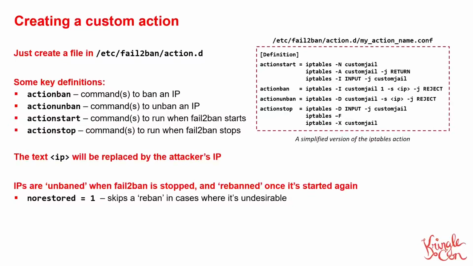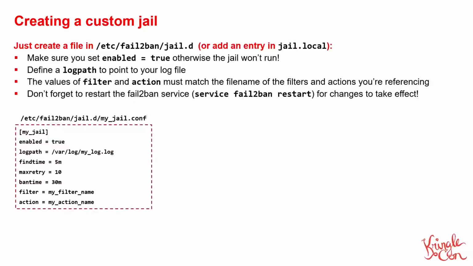and action stop. To then actually use your custom filter or your custom action, you need to create a custom jail. And again, this is as simple as creating a new file in the jail.d folder that follows the format a little similar to the example on the screen here. Make sure that you've set enabled equals true, otherwise fail2ban will not enable your jail. You need to define logpath to point to the log file that you want fail2ban to monitor, and you can set some custom parameters for the findtime, maxretry and bantime.